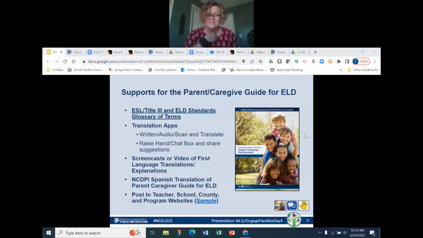But the scan and translate is the most useful for this guide. So if you will put in the devices that you use, the apps that you use for translation in the chat box, we're going to copy it and paste it to the end of the presentation today. Some of you are using some that are more helpful than maybe the Google Translate app, but I use it and it does all of those three things. I can type, I can speak, and I can scan with Google Translate.